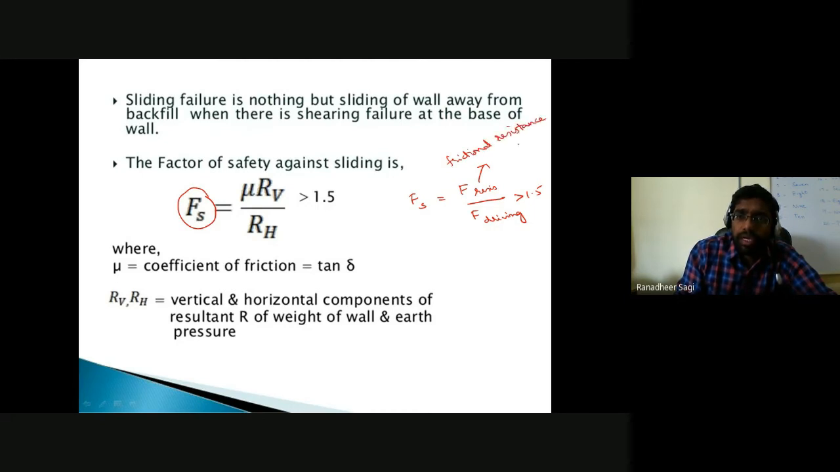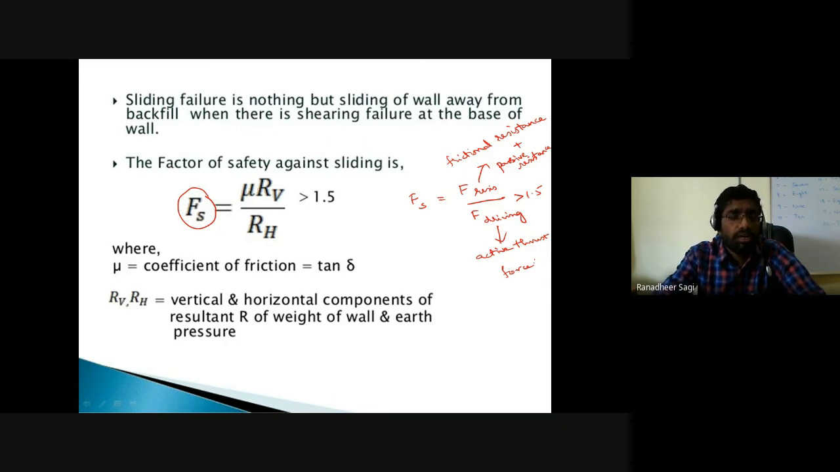Example I am referring to, and your passive resistance also. Your driving force, or the force causing the sliding here, is your active thrust force. The ratio of the force being resisted to the force causing the driving in the soil, if that ratio is greater than 1.5, then you can say your retaining wall is safe against sliding action.